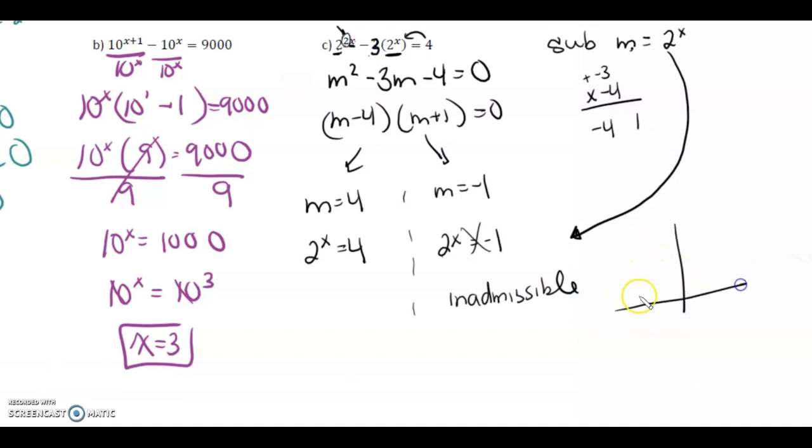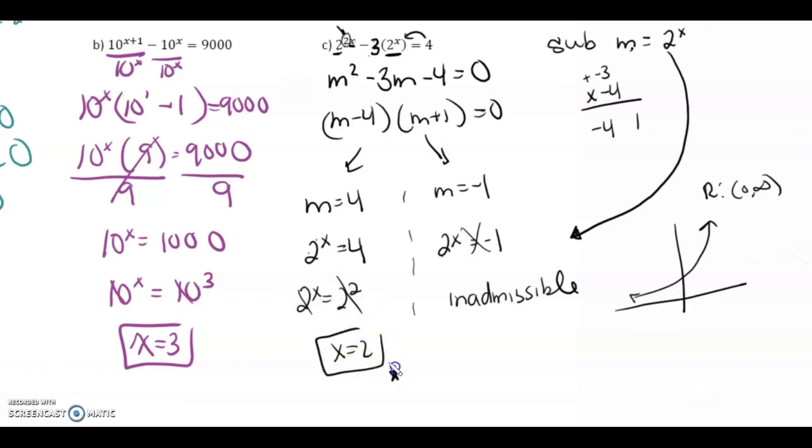Okay, if you think about the graph 2 to the x, it's right here. The range is from 0 to infinity. So it's never going to equal negative 1, no matter what x value you put in for it. And then this side, 2 to the x equals 4. I'm just going to do 2 to the x equals 2 to the 2, x equals 2. So that is our solution.